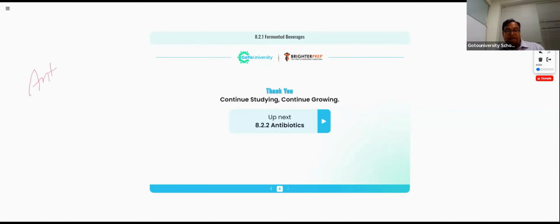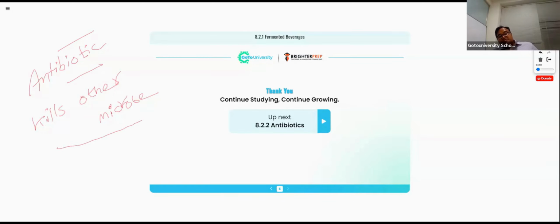An antibiotic is a substance which is formed by one microbe, which kills or controls the growth of other microbes. This is the definition of antibiotic. So antibiotic is a substance formed by one microbe that kills other microbes.